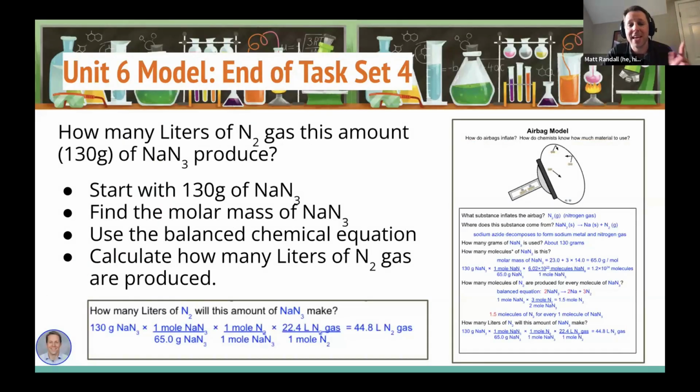5, with this saying, like, at the end of this task set, students now can figure out the last step of our question, which is how many liters of nitrogen gas does this process actually produce? And it turns out it's roughly 45 liters. And you'll see, actually coming up with our end of unit assessment, that the airbag itself, most of those airbags need about 70 liters of gas to fill them up. And there's actually a secondary process that happens to add the rest of that nitrogen gas.